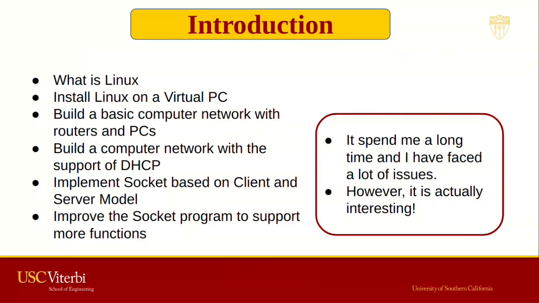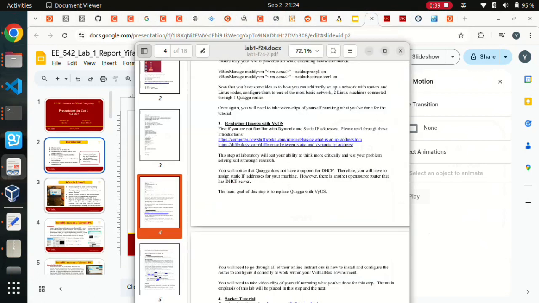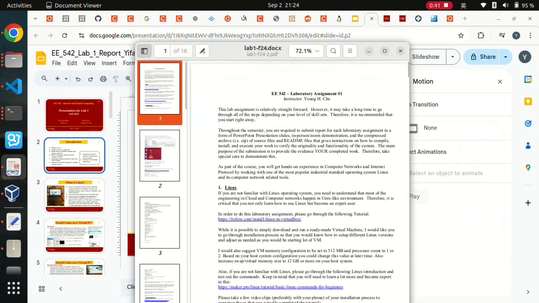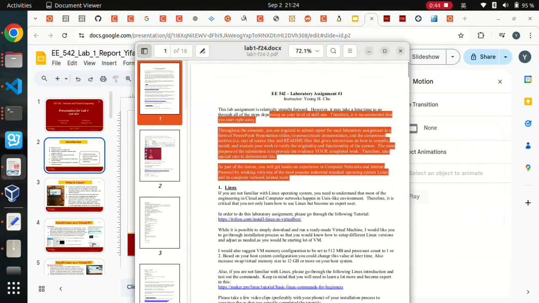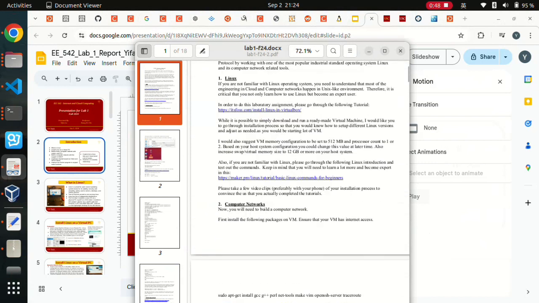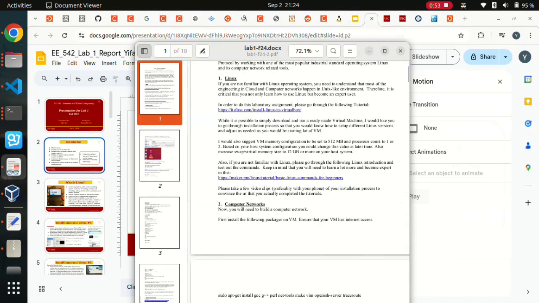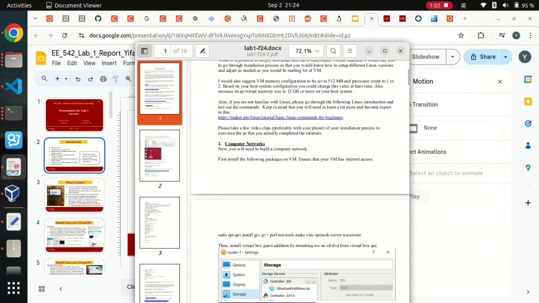Firstly, I think we have to know what the lab is about. I think the best way to know the lab is to read the official documentation about the lab. And this is the documentation, which is issued by our professor. We can see there are 4 different parts about this lab. The first one is about Linux: what is Linux, and how to install a Linux system in a virtual machine.